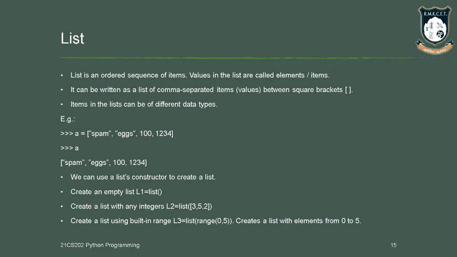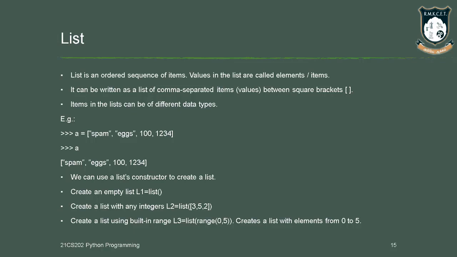The next data type is the list. It is also an ordered sequence of items, and the values present inside this list are called items or elements. The list representation is that the items or elements are separated by commas and kept inside square brackets.